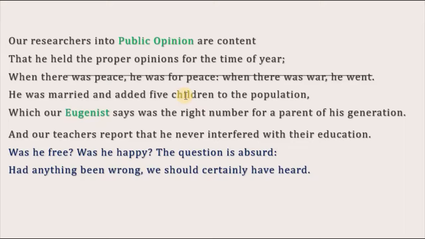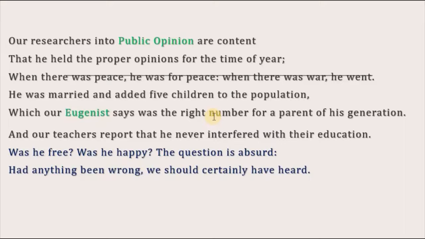This is something similar here, which our eugenist, another institution in the government, says was the right number for a parent of his generation. No more, no less, just 5 children. This is very suitable, the right number for this person from his generation. Okay, maybe this is going to change. Maybe in the next 5 or 10 years it would become 3 children or 2 children or just 1. Who knows? So this follows the government plans. What does it plan, or what does the government see as the right number of children that a citizen can add to the population? Okay, and our teachers report that he never interfered with their education.